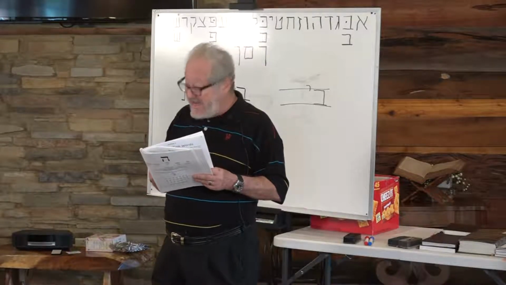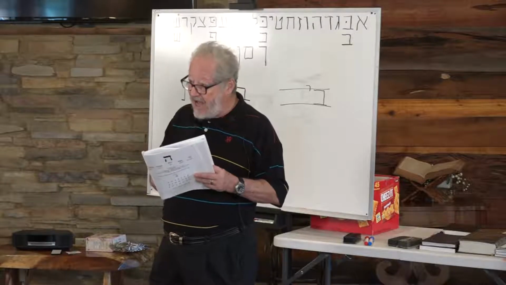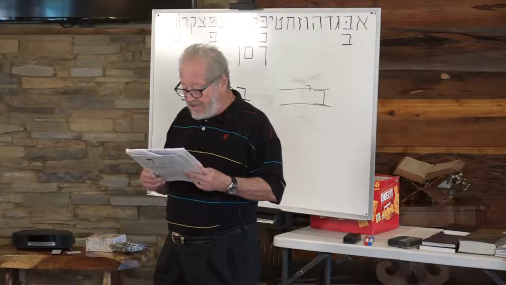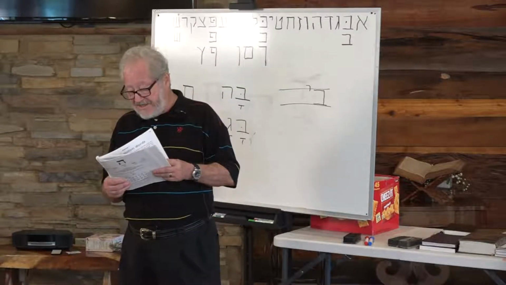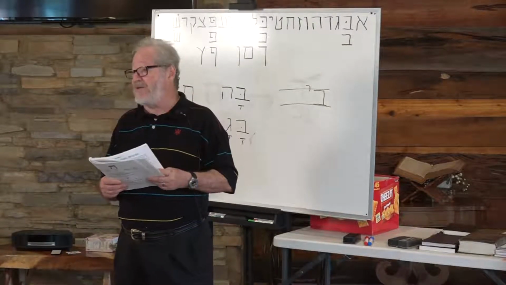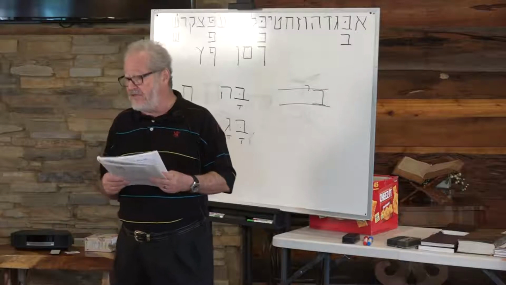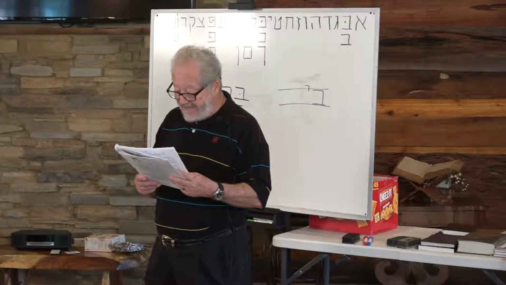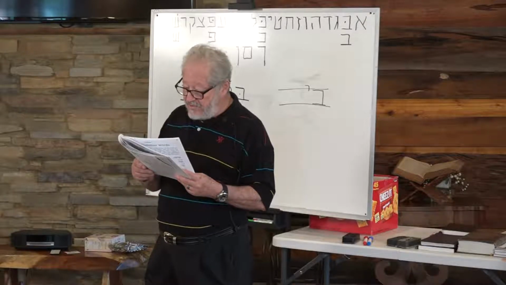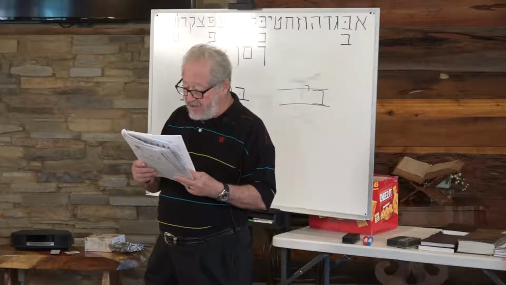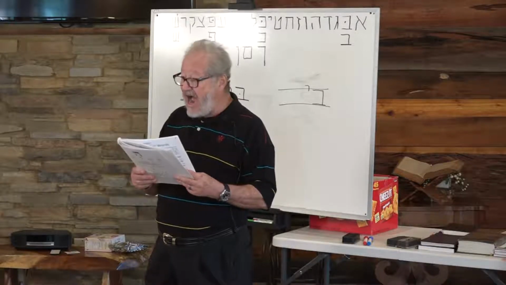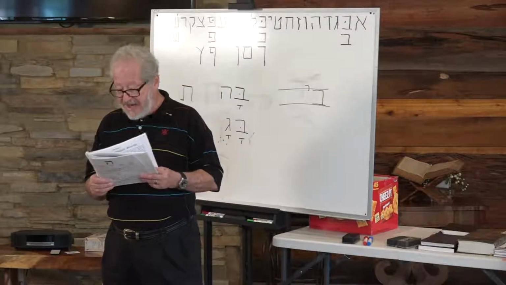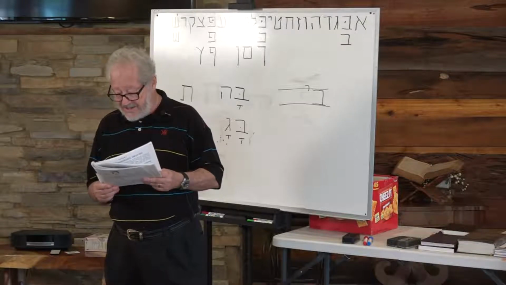A vet is not a vet. It's a bet without a dot. The name of the letter is bet, even though it has no dot. So on this bet without a dot, we only have one responsibility, and that's to make the sound. So the word there is av, which means dad. The next word is what? Gav. Gav means back. There's a gimel with the a sound and the vet, correct?